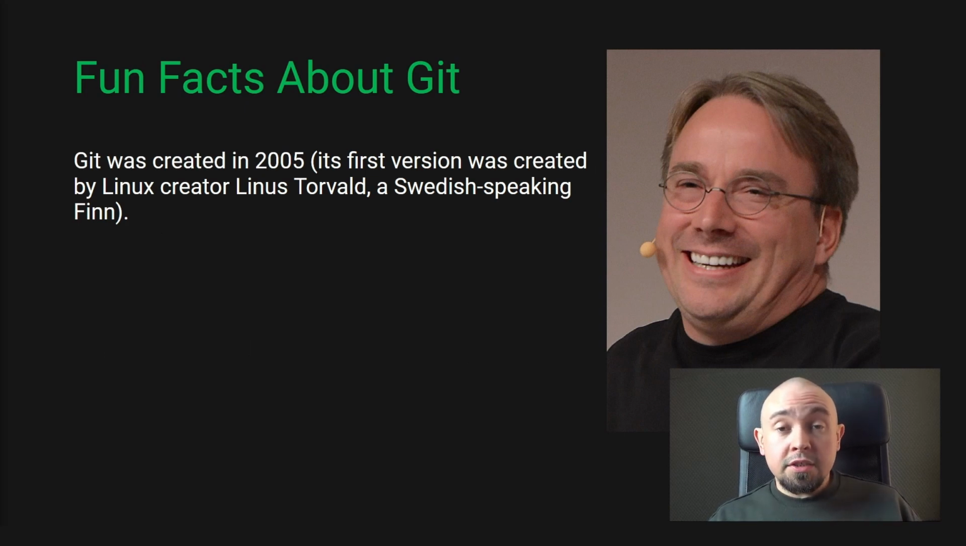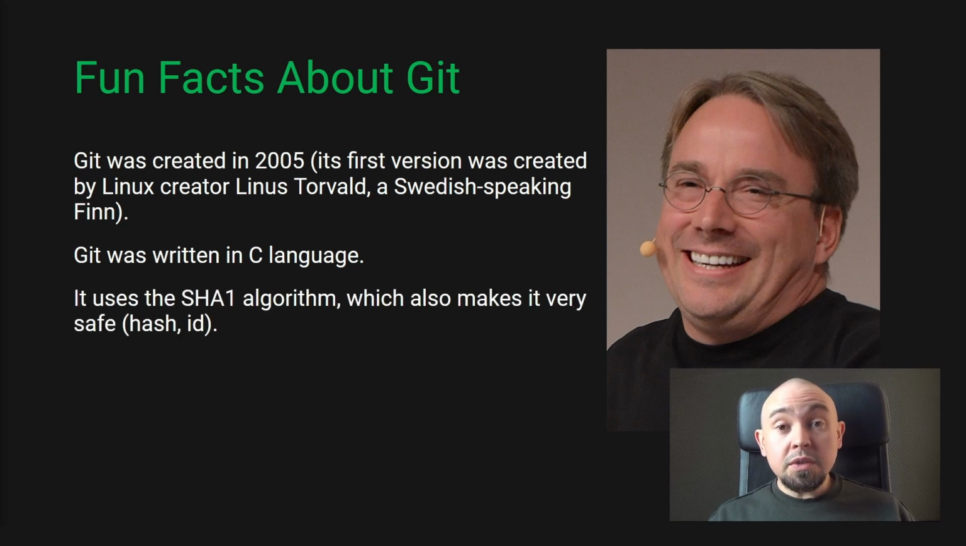At the end, some fun facts about Git. Git was created in 2005 by Linux creator Linus Torvalds, a Swedish-speaking Finn. Git was written in C language. It uses the SHA-1 algorithm, which also makes it very safe. This name is worth remembering. SHA stands for Secure Hash Algorithm, and it's a security system.